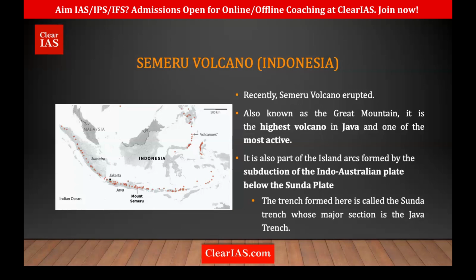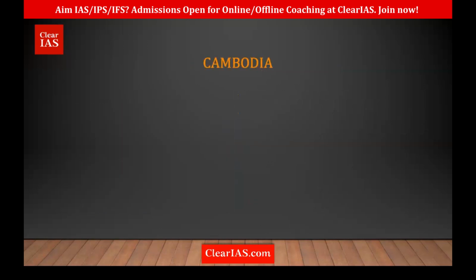And apart from that, there is a trench called the Sunda Trench, which is also part of the Java Trench. So what is a trench? When one plate goes below the other, there is a depression formed there. That is called a trench. It's a kind of deep part. When two plates collide and one goes below the other, a trench is formed, a crack kind of thing. So that was Semeru volcano of Indonesia.